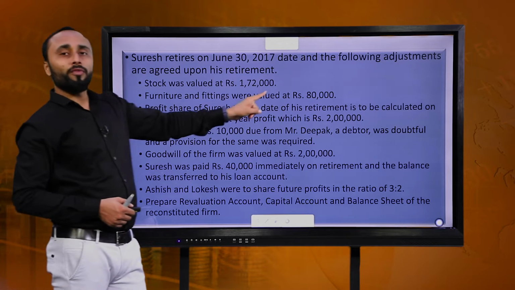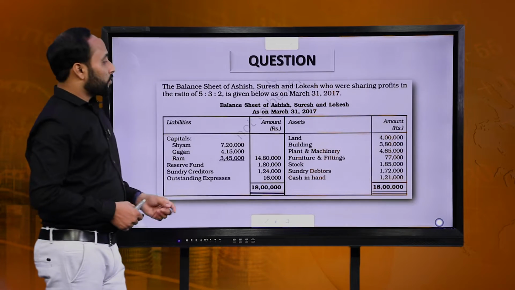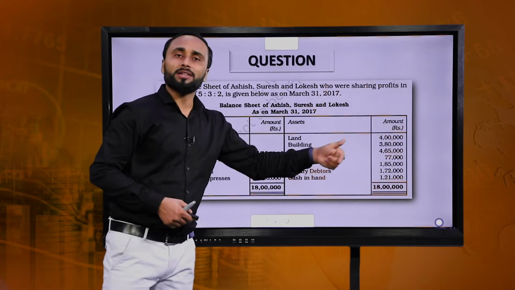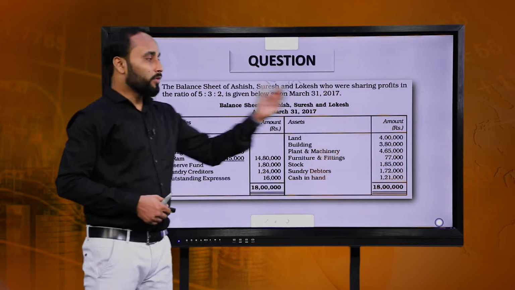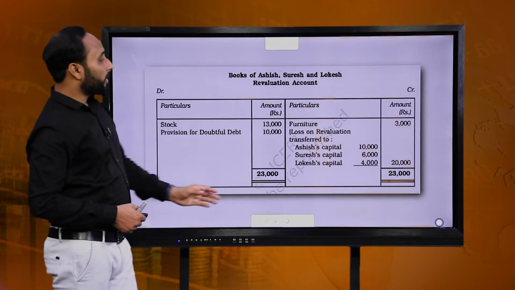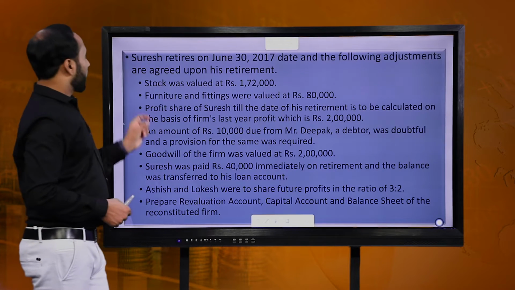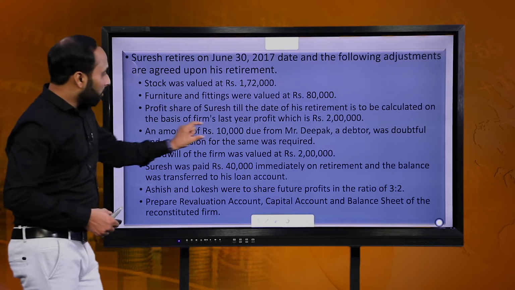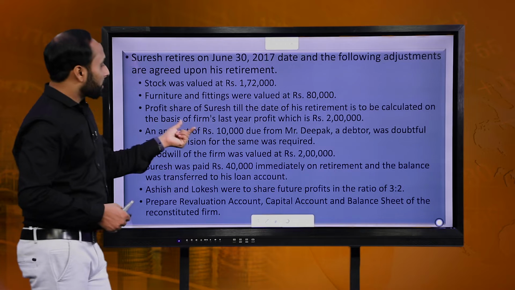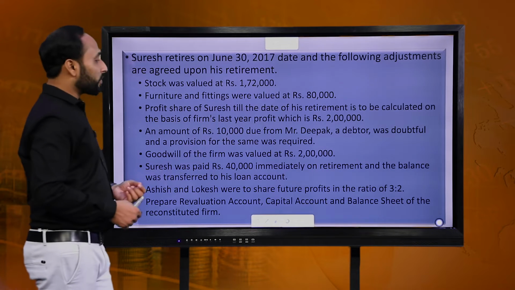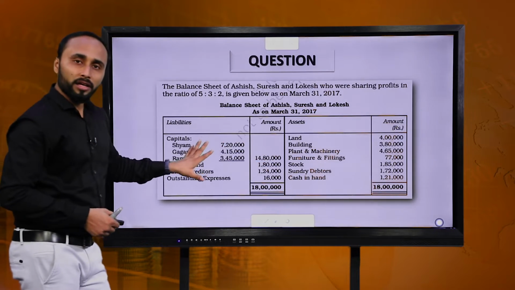Furniture and fittings were to be valued at 80,000, which were earlier at 77,000. Their value has increased. So whenever we get a benefit, we record it on the credit side of the revaluation account, right? Now, this is another thing related to assets and liabilities. This is basically a provision that we need to create, a provision which is not there earlier.